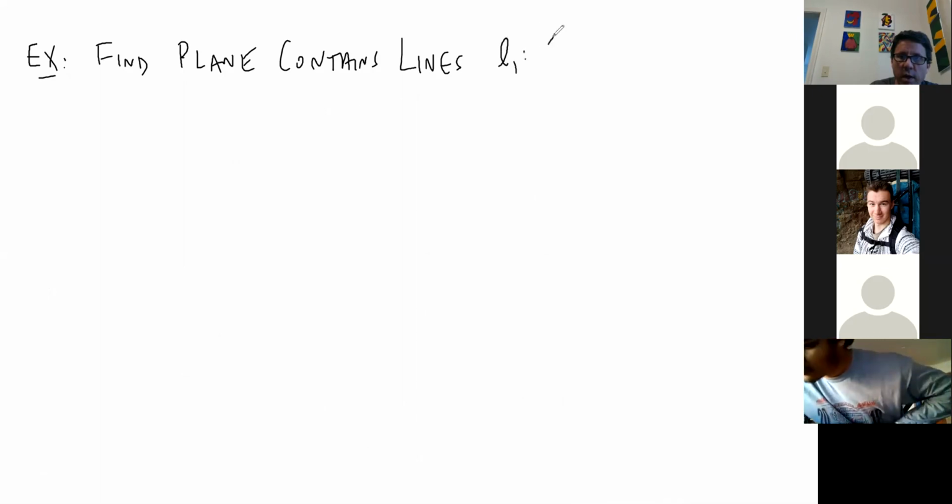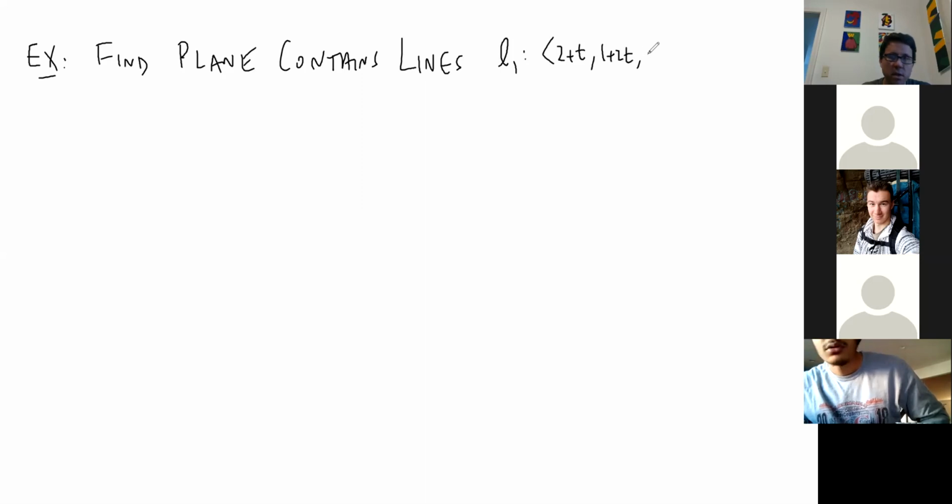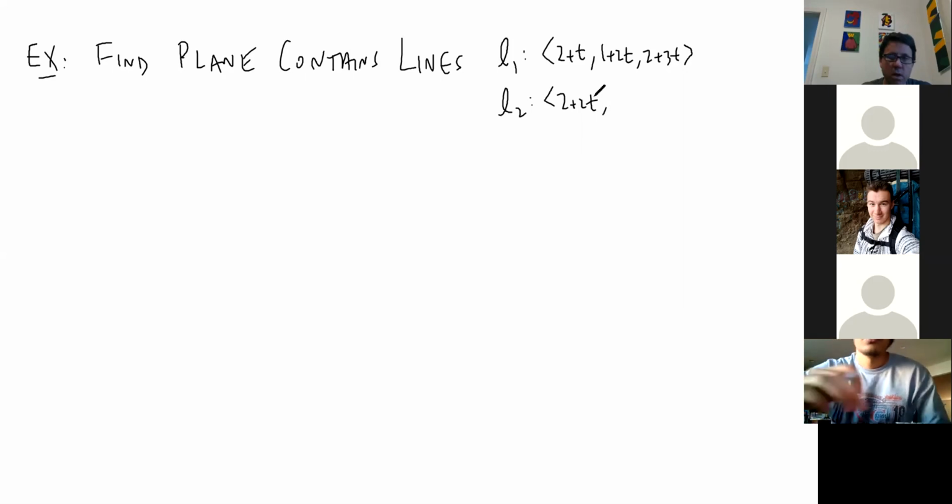So line 1 is 2 plus t, 1 plus 2t, 2 plus 3t, and line 2 is 2 plus 2t, 1 plus 5t, and 2 plus 4t.